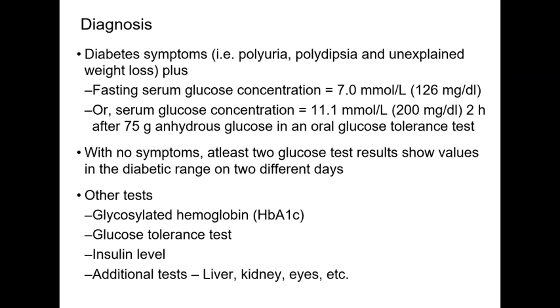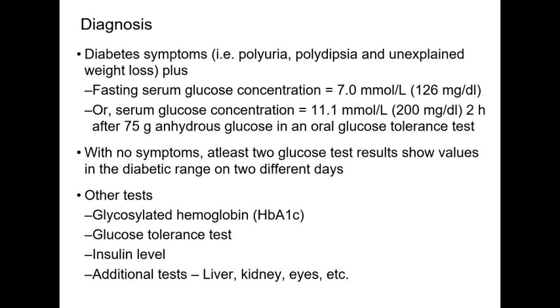Diagnosis. So first we diagnose the patient based on the symptoms. That is, the person complains of polyuria, that is frequent urination is there, polydipsia, that the person is always thirsty, and there is an unexplained weight loss. Now along with these symptoms, when we see that the fasting serum glucose concentration is above 126 milligram per deciliter, then we say the person is diabetic.